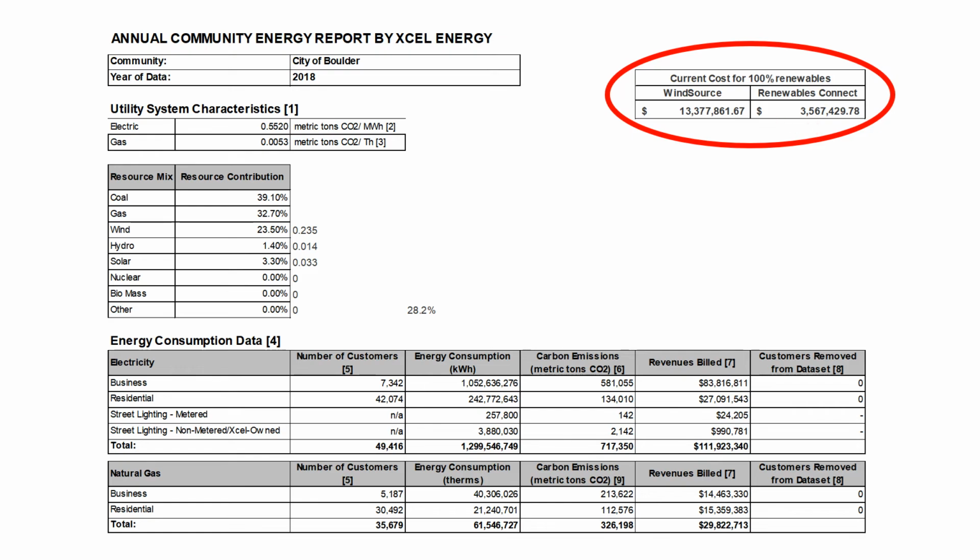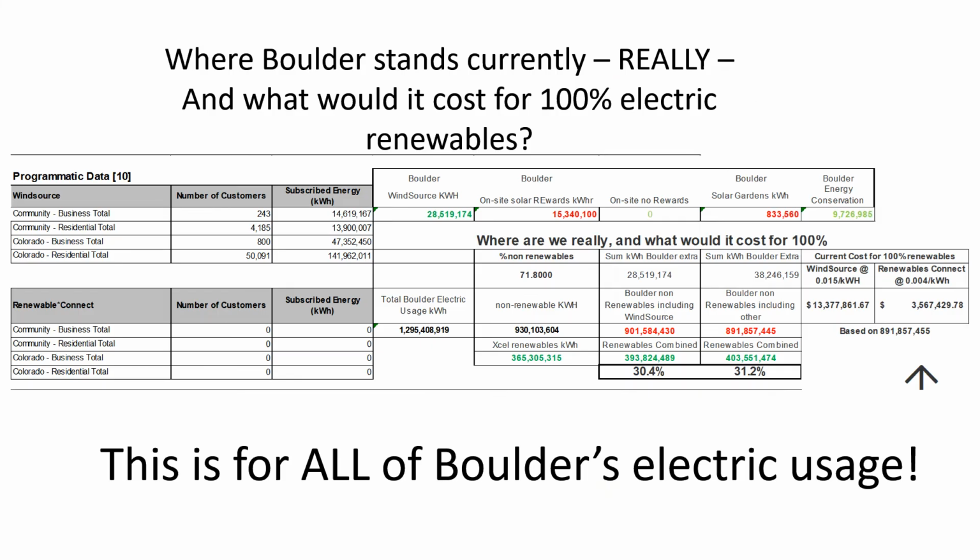And how do I come to these numbers? Here's a breakdown of where Boulder stands currently, and what it would cost for 100% renewables. So here's the numbers I came up with. But how do I come up with these numbers?